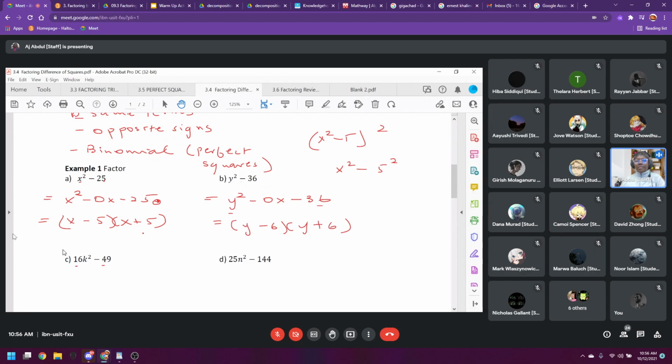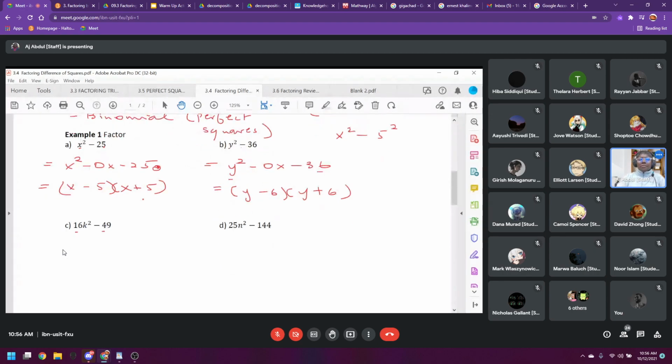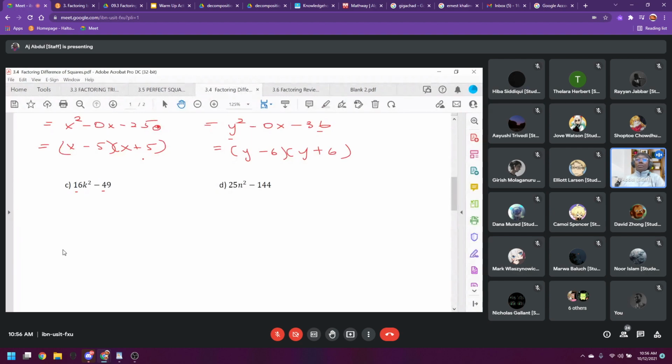So if I inspect, first of all, if it's two terms, and the two terms are perfect squares and it's a difference. And you will see why we keep talking about difference. I'll show you an example.